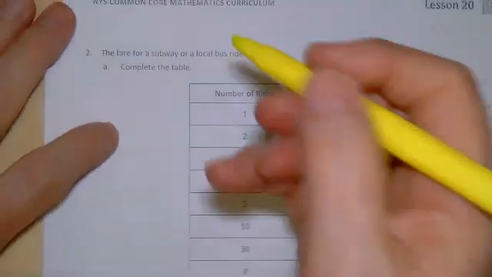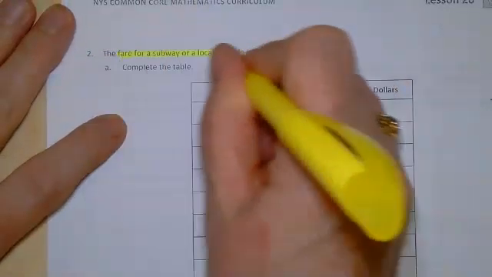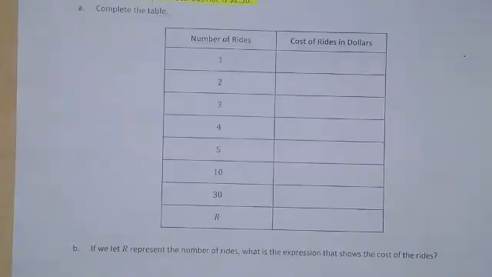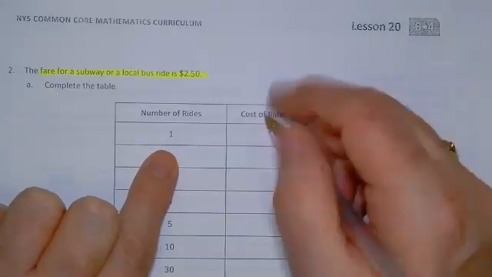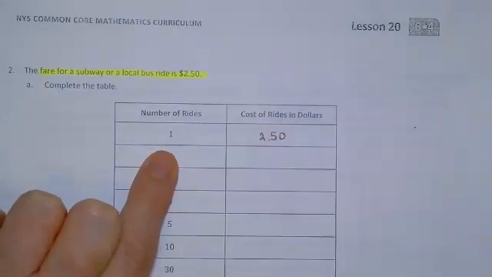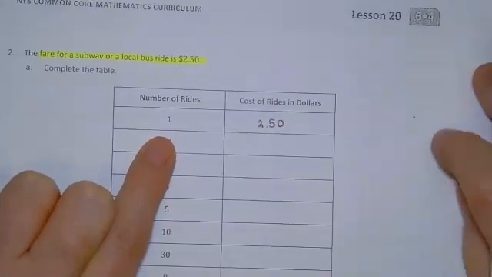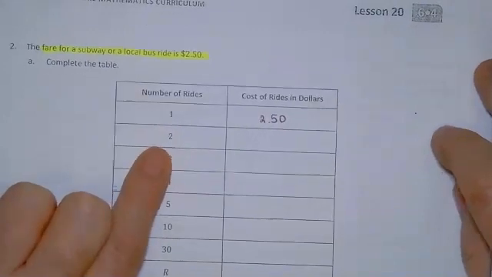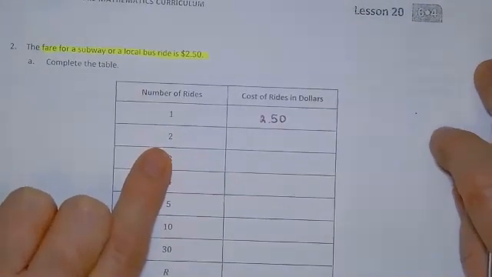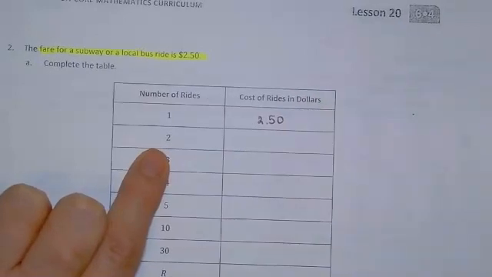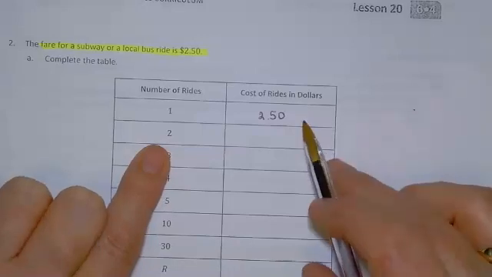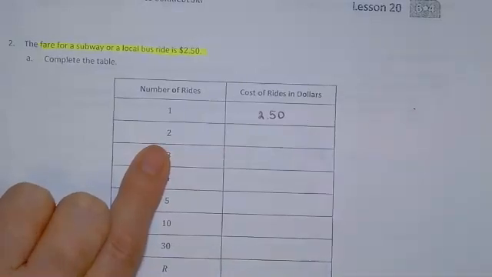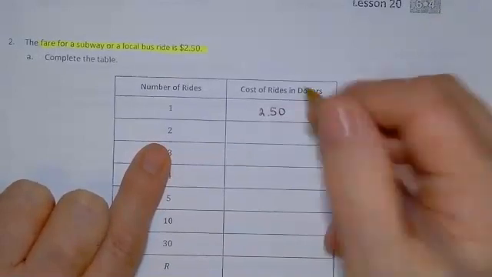The fare or the fee to ride a subway or a bus, $2.50 per ticket. So one ticket is going to cost $2.50. Does that make sense? What about two tickets? Ethan? 3. No, but that's a good guess. Jason? Nope, it's going to be $2.50 twice for two tickets. James? $5. There you go.